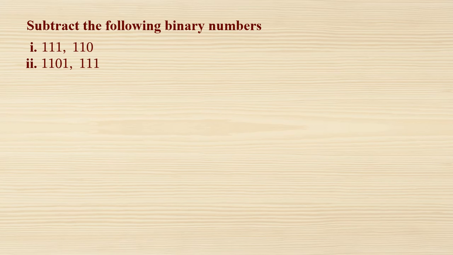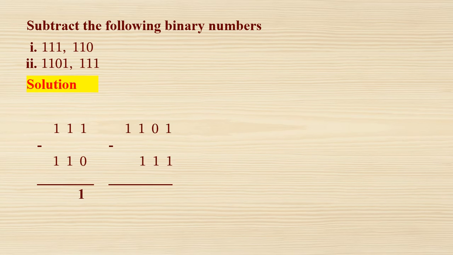Here is an example of how we can subtract in binary. Subtract the following binary numbers. Number 1, 111 minus 110. Number 2, 1101 minus 111. We arrange them the normal way in order to subtract. We have 111 minus 110. So 1 minus 0 is 1. 1 minus 1 is 0. 1 minus 1 is 0. So the result of 111 minus 110 is 1.